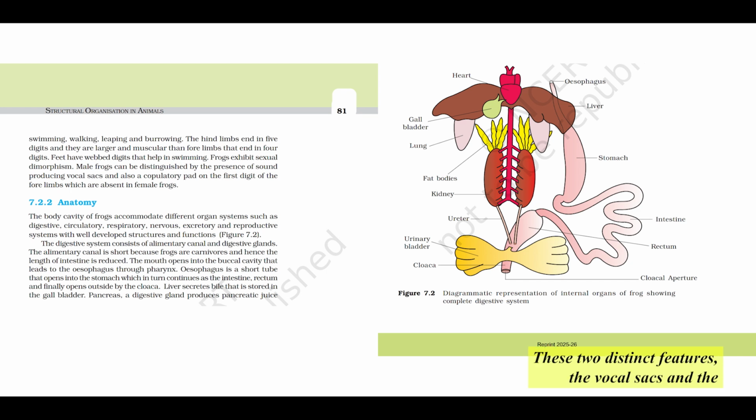These two distinct features, the vocal sacs and the copulatory pad, are entirely absent in female frogs. This distinction is a very common practical and theoretical exam question, so make sure you remember it well.